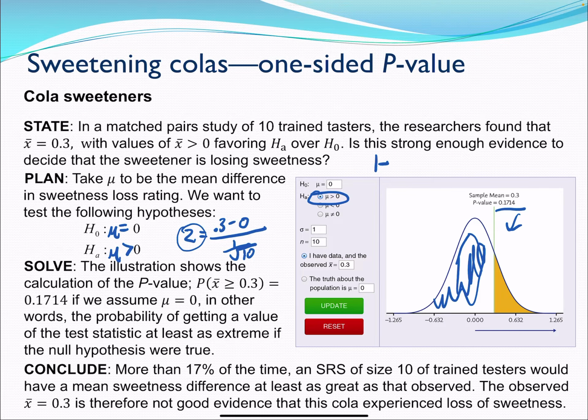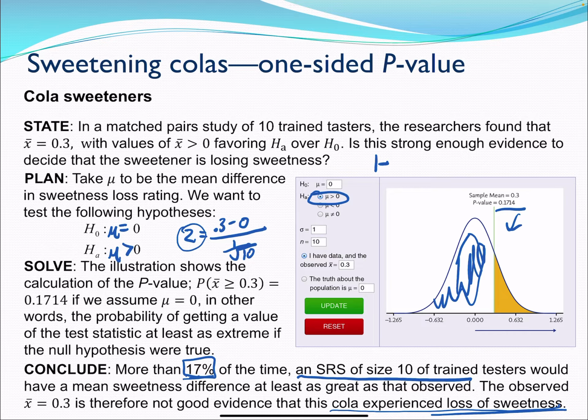So that means that 17% of the time, a simple random sample of size 10 of trained testers would have a mean sweetness difference at least as great as that observed. So therefore, because this p-value is so high, we want it to be less than or equal to 5%, we do not have good evidence that the cola experienced a loss of sweetness, i.e. we fail to reject our null hypothesis.